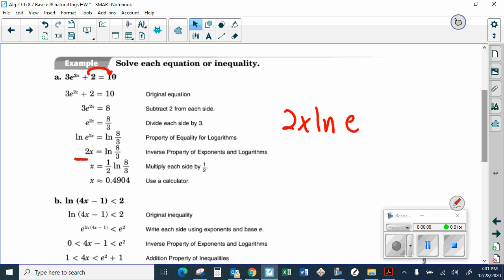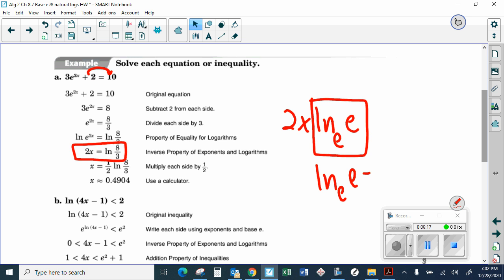Notice they've only got 2x written right down here. That natural log of e is gone. Why is that? Because, remember, that's an e there for natural log. Then natural log, base e, of e equals what? Remember, if I change that to exponential form, that'd be e to what power equals e. Remember, this e is a 1 right there, so the answer is 1. Natural log base e of e is 1. That's why it's gone. 2x times 1 is 2x.